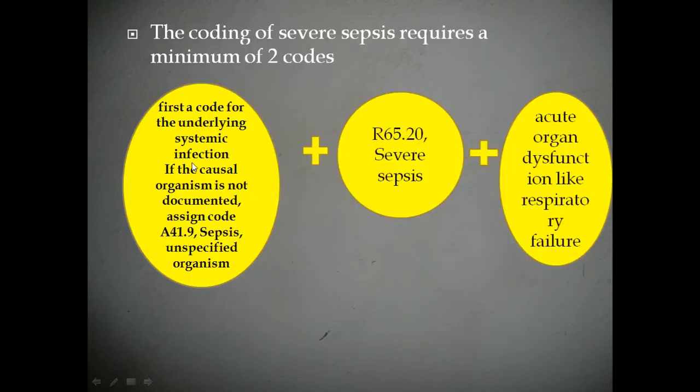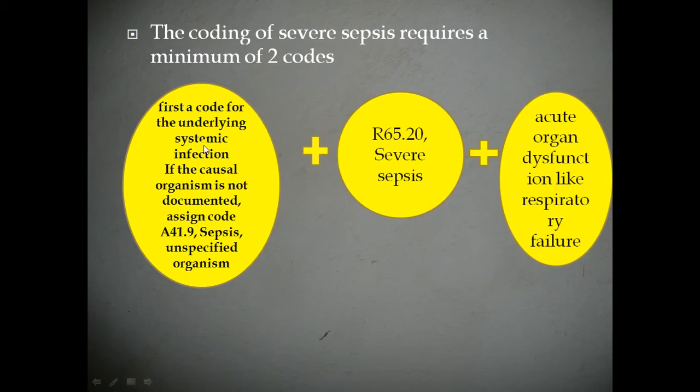Along with this we have to code the severe sepsis ICD also. So what is the severe sepsis code? R65.20. These 2 codes we have to assign whenever a patient has severe sepsis.